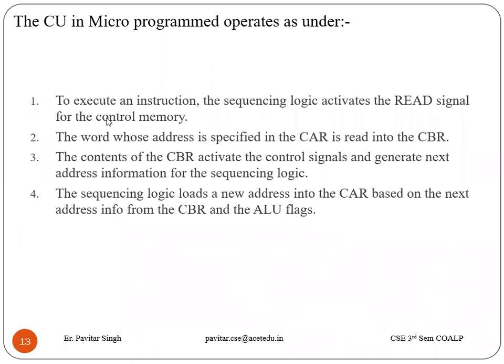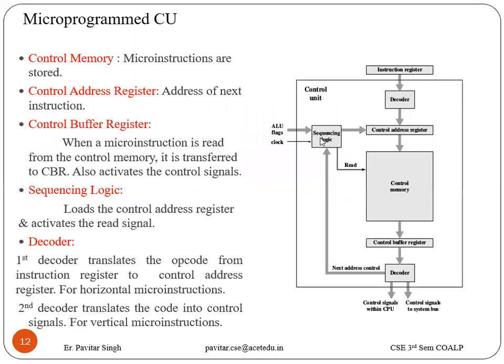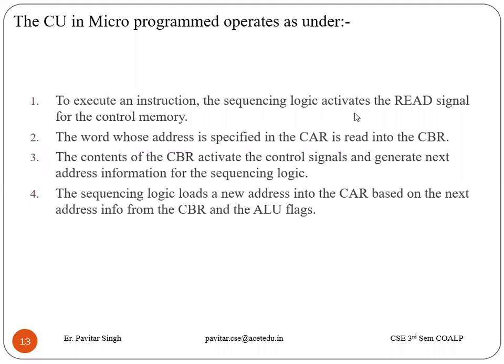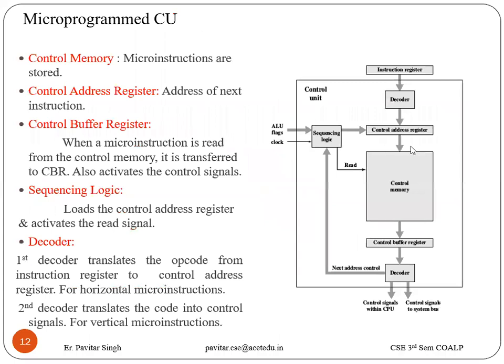So to execute an instruction, the sequencing logic activates the read signal for the control memory, right? Again, first of all, it will give the address of the first instruction, which will be loaded from the instruction register into the decoder, and from the decoder to the control address register, right?